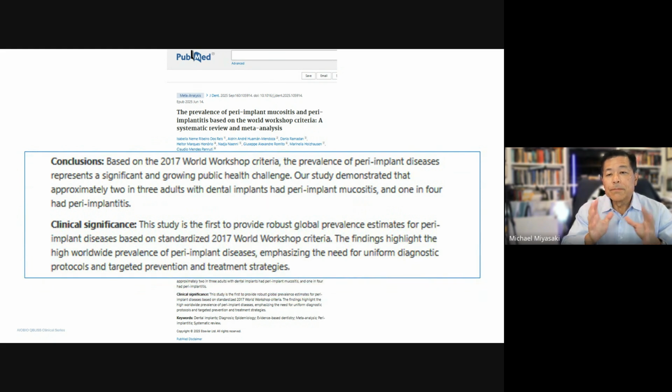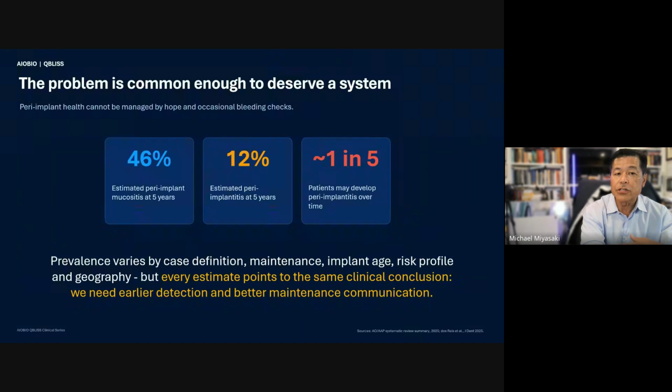And there have been many studies done. Some of the percentages vary, but what we know today is that there is a need for uniform diagnostic protocols. And I think one of the easiest ways to show patients the health of their implants or the tissue around their implants is using the QBLISS technology. So we need diagnostic protocols, so we'll talk about that. And then we can target ways to prevent the disease from progressing, because we know with an implant, once the disease starts, it's very hard to treat.